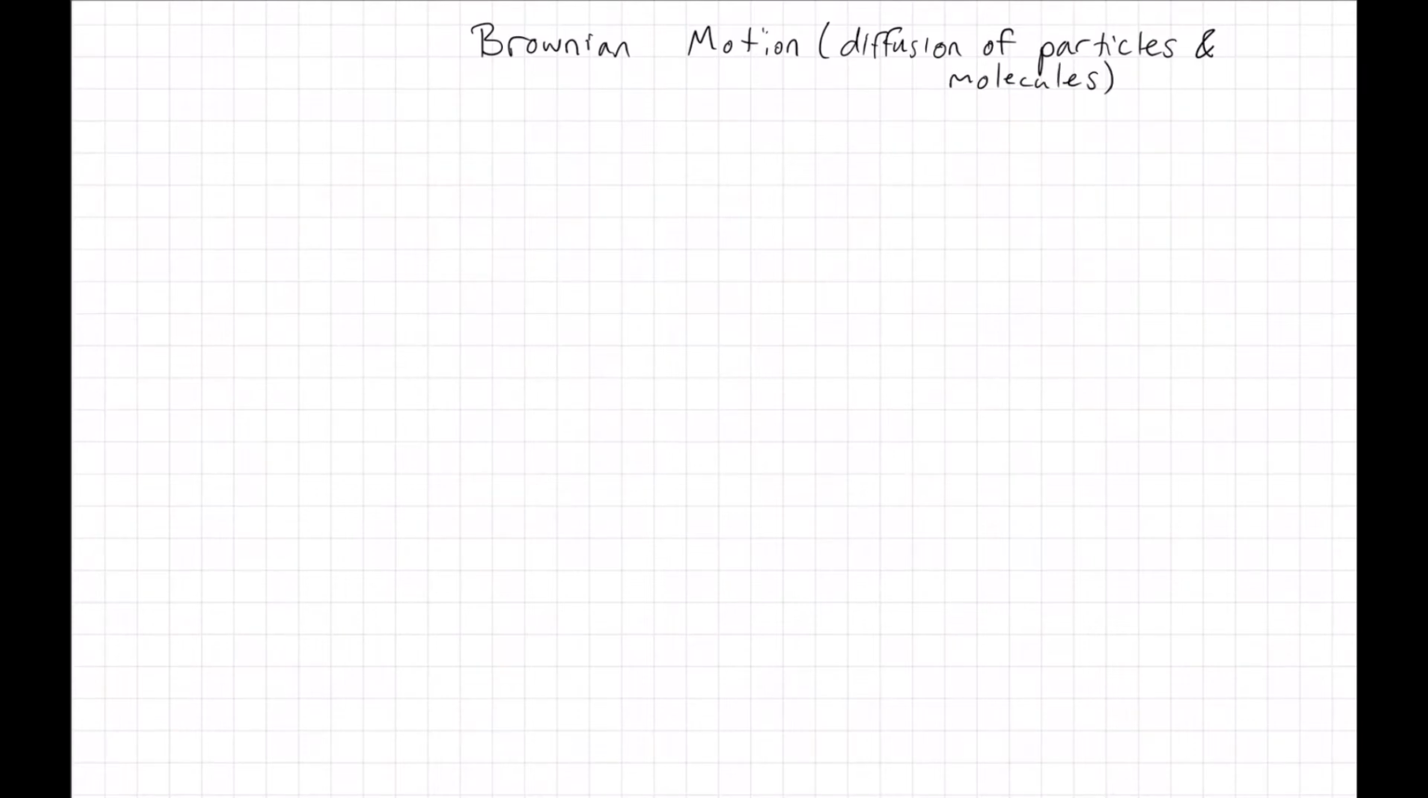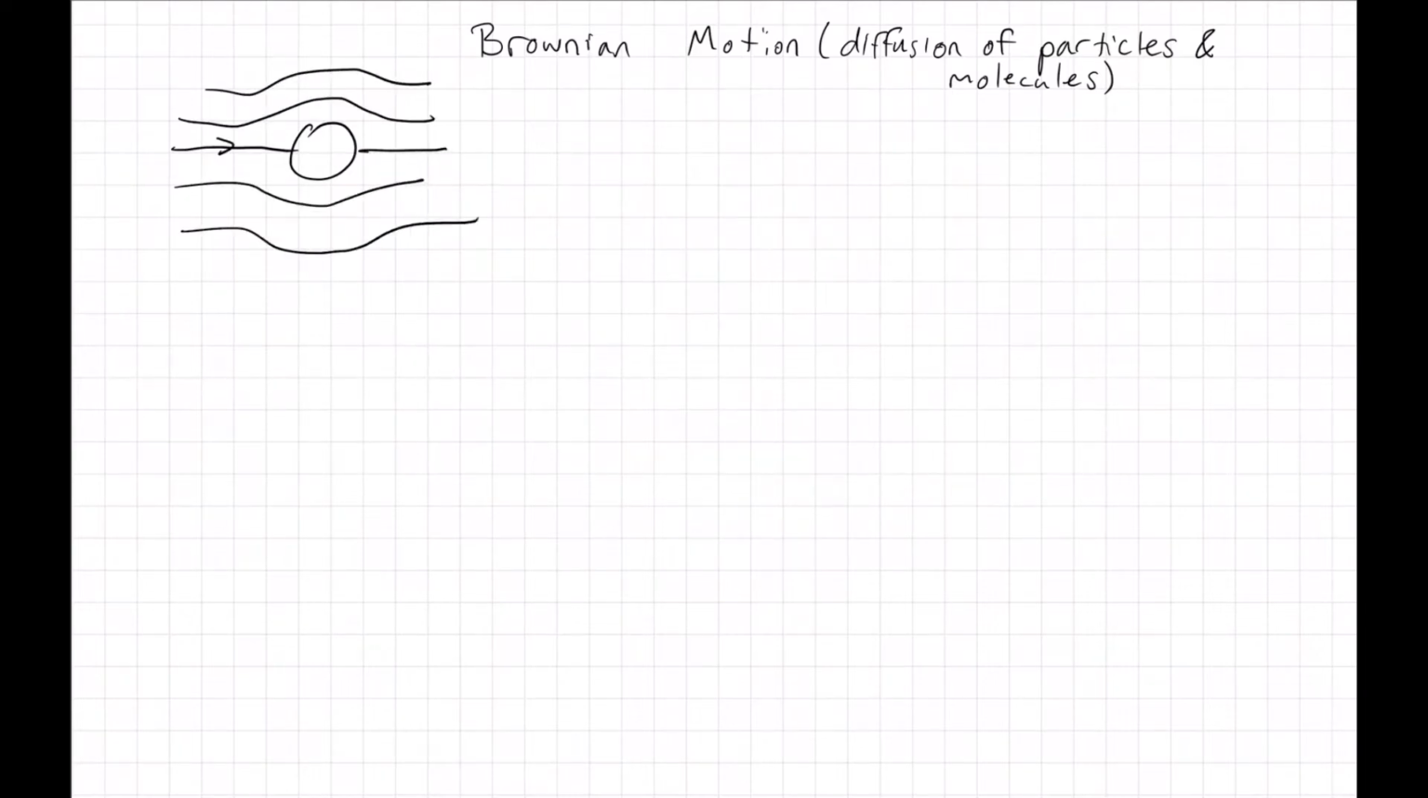In this unit, I'm going to introduce the concept of Brownian motion, which is the motion of a particle of some size under the influence of the random forces that exist in a real environment with thermodynamically active particles. The starting point for this is something called Stokes Flow.